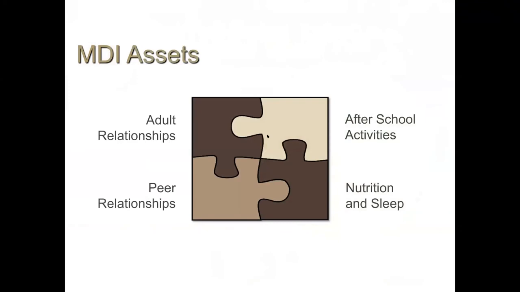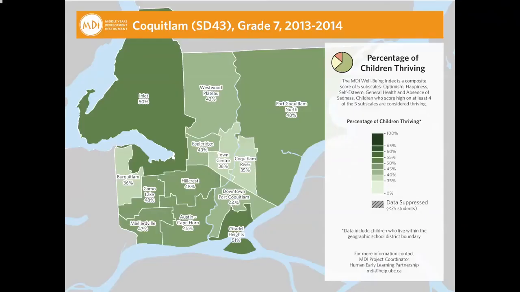Then on the context side, we ask children about their adult relationships at home and school. We ask them about their after-school activity involvement, their nutrition and sleep habits, and their peer relationships. And now that we have all those puzzle pieces, we can map them the same way we map EDI outcomes. So here's an example of the Lower Mainland in BC. For the city of Coquitlam, you see similar variability in terms of children thriving according to their self-report when you go from neighborhood to neighborhood.